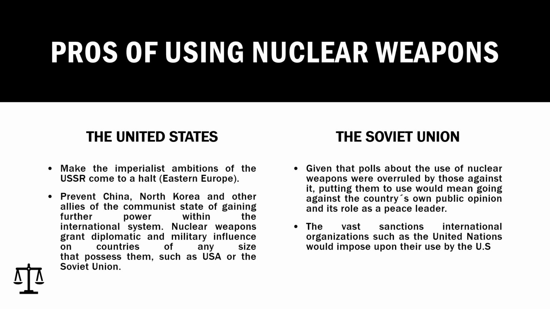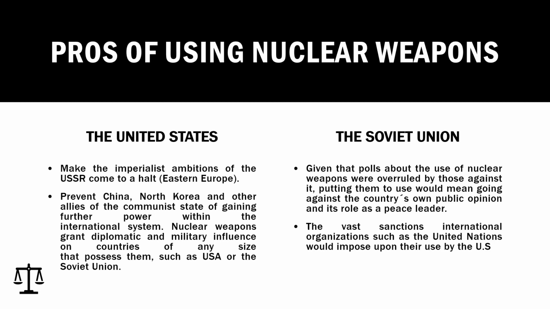Now we're going to analyse the pros and cons for each player and strategy. We're going to start off with the pros. For the United States, it would make the imperialist ambitions of the USSR come to a halt in Eastern Europe. It would also prevent China, North Korea and other allies of the communist state from gaining further power within the international system. For the Soviet Union, the advantages of using nuclear weapons would be the withdrawal of US military forces from East Asia.